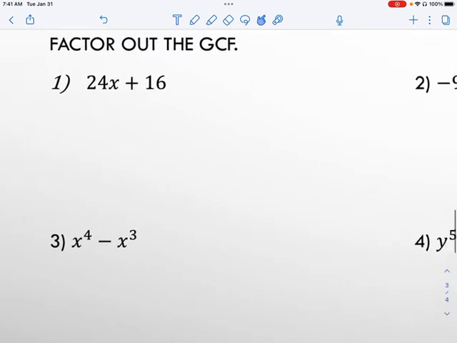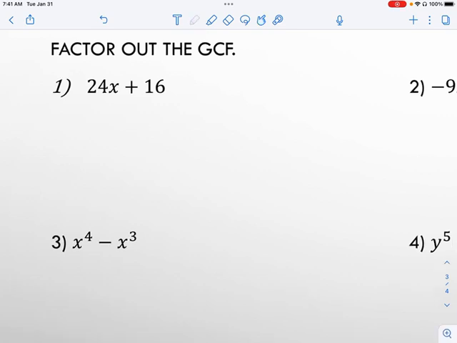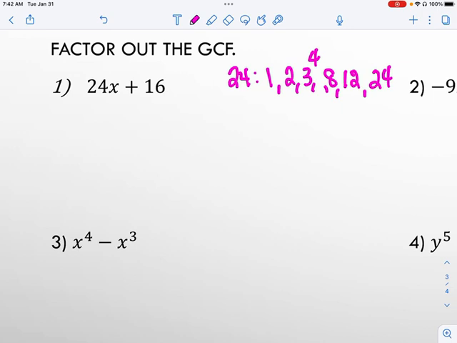All right, so here we go. The first thing we're going to do is look at our numbers. I have 24 and 16, and I ask myself, what number goes into both of those? If you struggle with that at all, you could even write your factor chart over here on the side. You could say 1 and 24, 2 and 12, 3 and 8, 4 and 6.